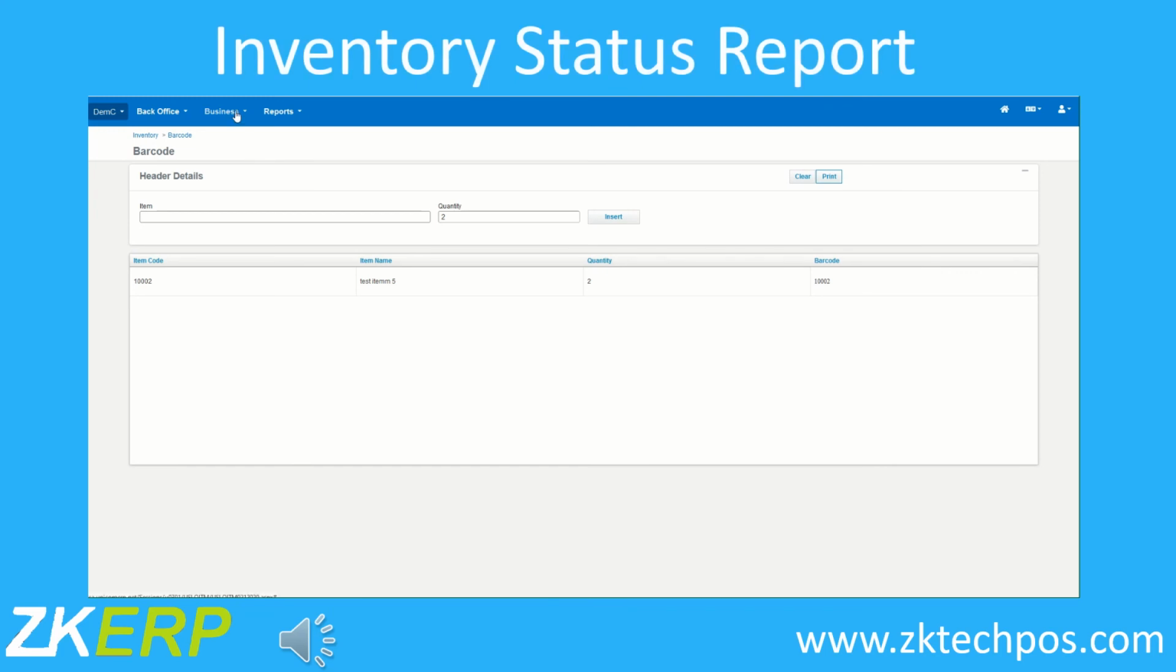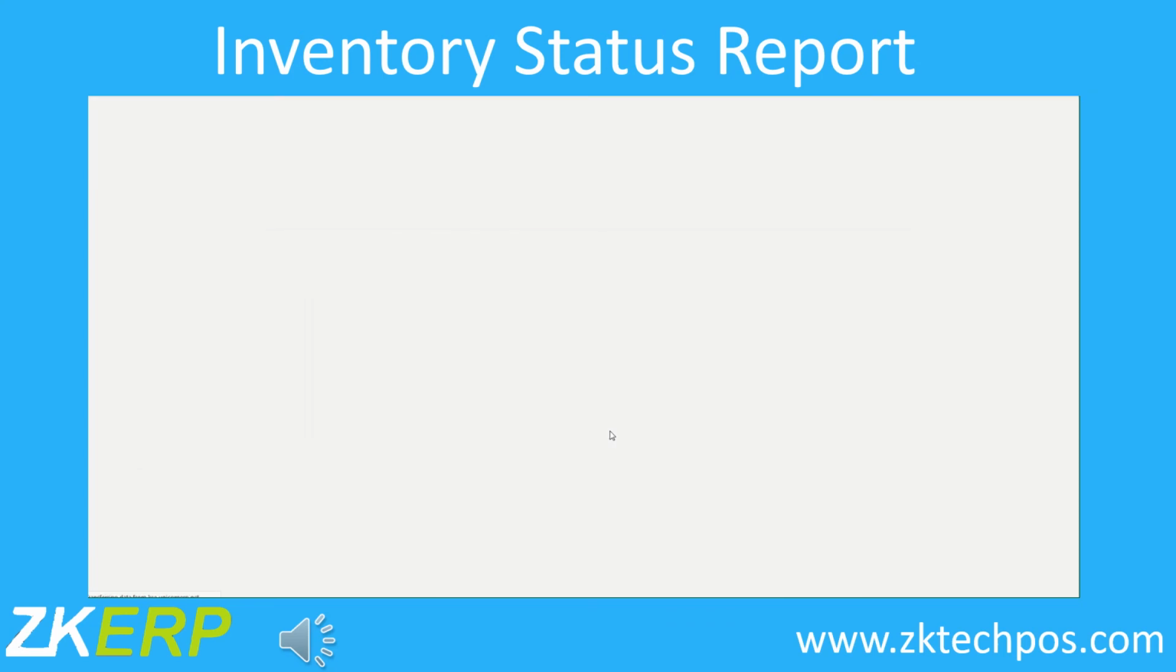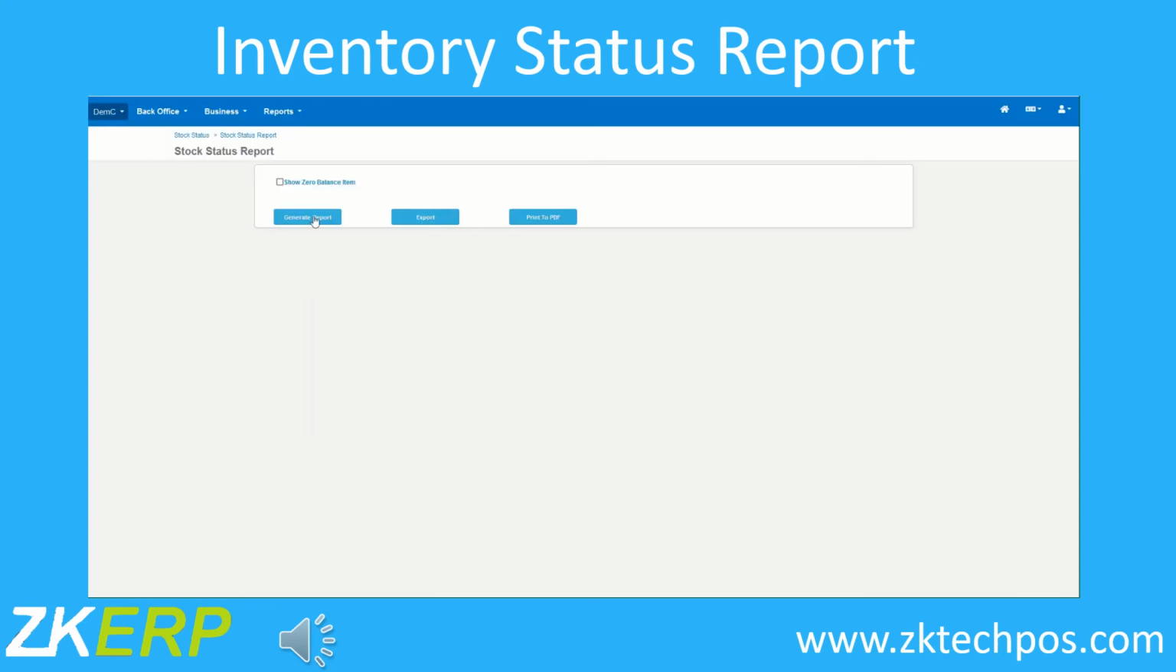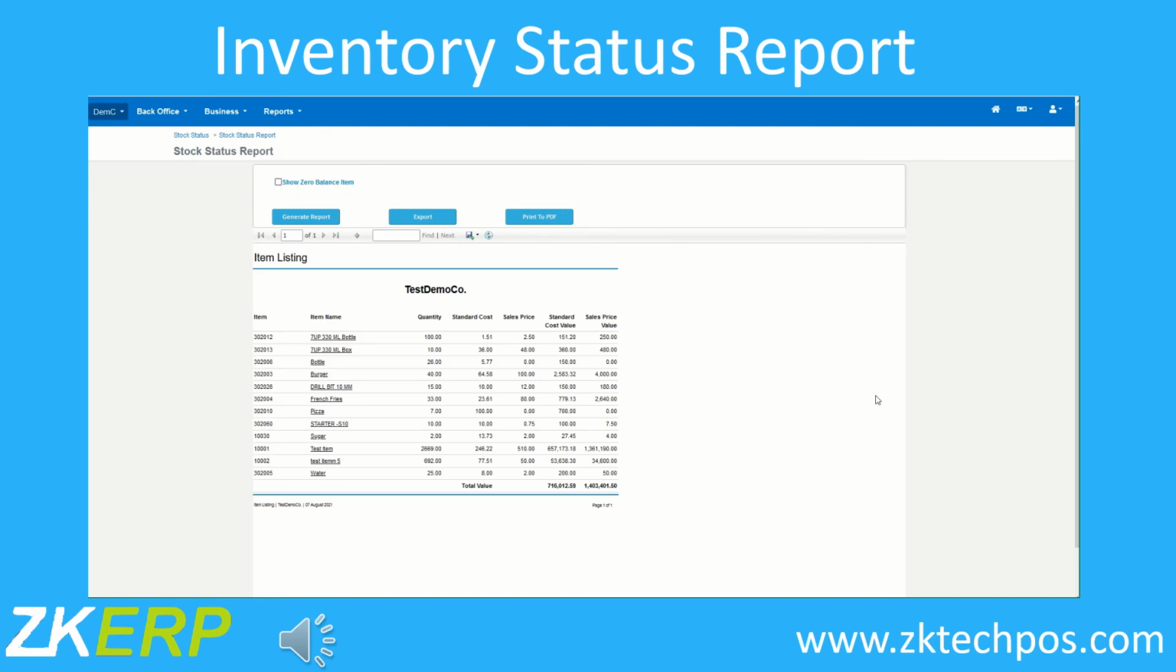Perhaps the most important item in inventory management is the stock status of each item in a warehouse. A warehouse can be a shop or a restaurant, wherever stock of items needs to be maintained. ZK ERP provides a hyperlinked stock status of every item.